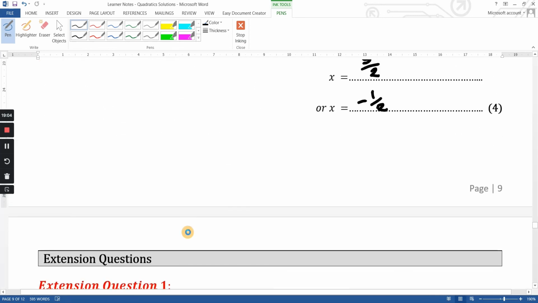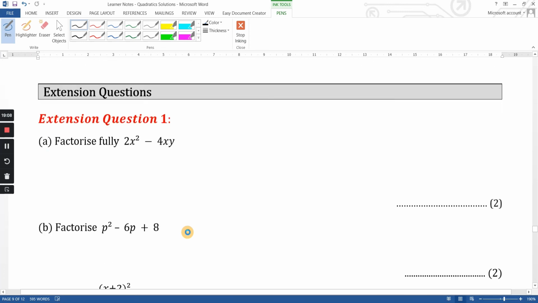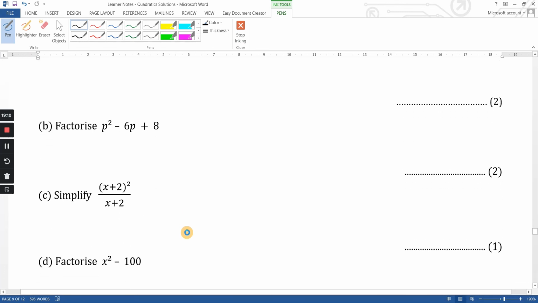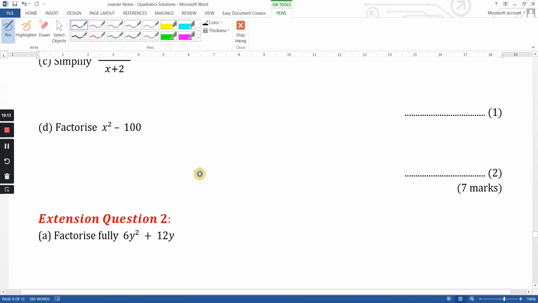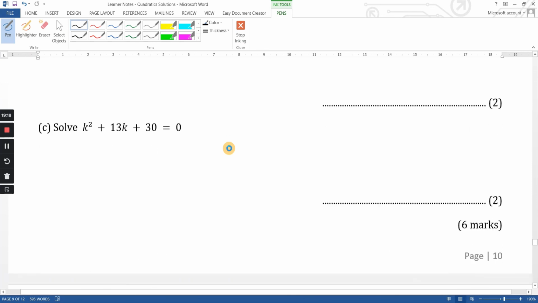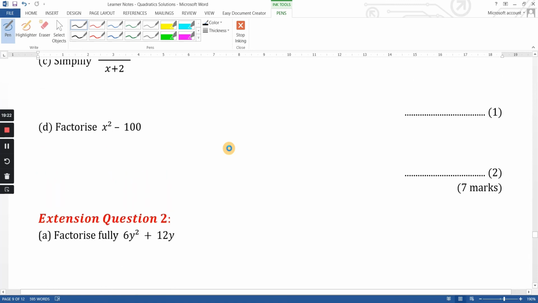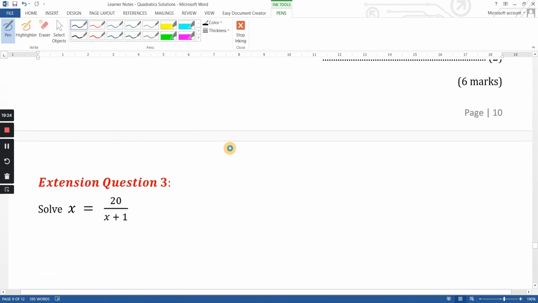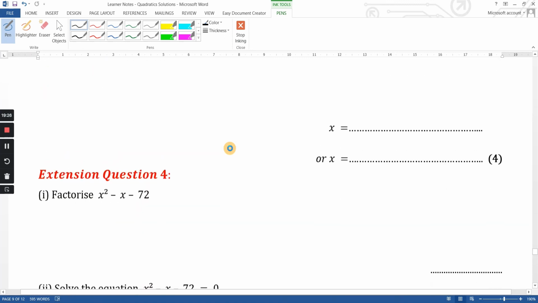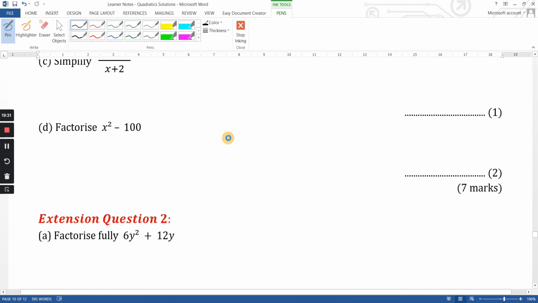Right, so I'm going to leave it there. And if you want to try the extension questions, it's just a mixture of, oh, look at that one. Interesting. It's a mixture of algebra questions, obviously, solving equations, factorising, and so on. So if you want to try that yourself, give that a go, and I will go through the answers in part 2.